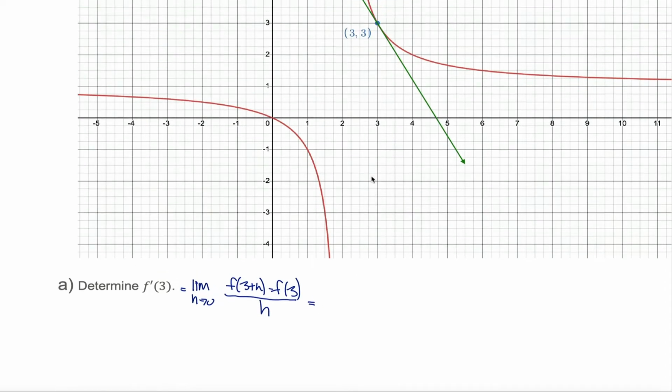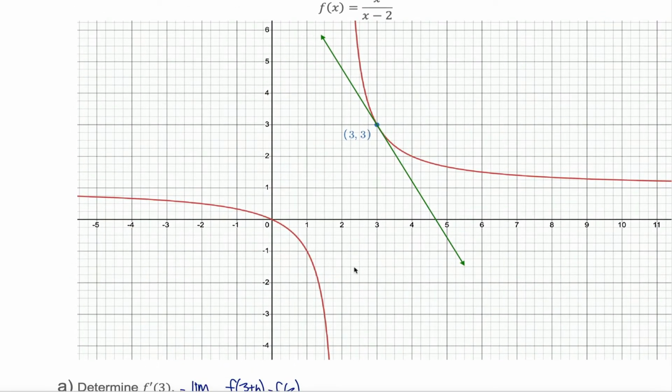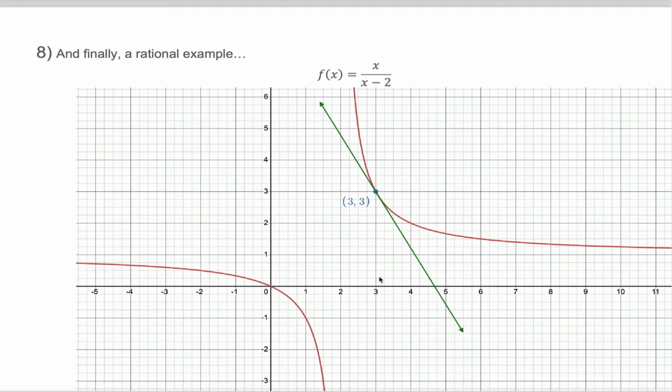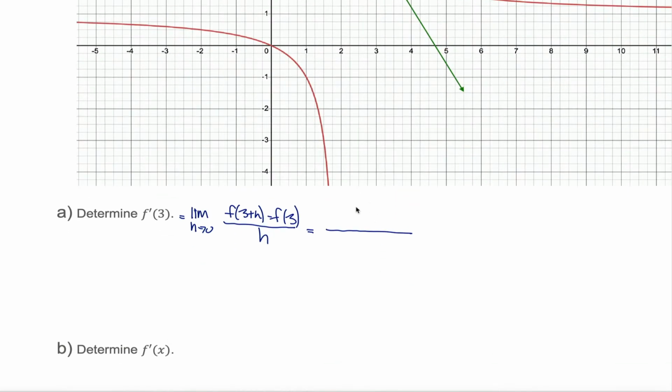You're like, yeah, I get the point. Just show me the algebra. All right, sorry. The function is x divided by x minus 2. So to figure out f of 3 plus h, I want to copy this exact expression, x over x minus 2, except I want to change all the x's into 3 plus h's. So I'll have 3 plus h divided by 3 plus h minus 2. From that, I want to subtract f of 3. Again, changing all the x's into 3's, I would get 3 divided by 3 minus 2.